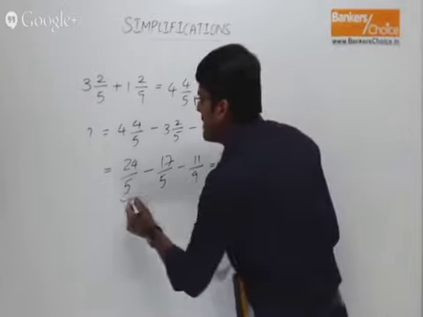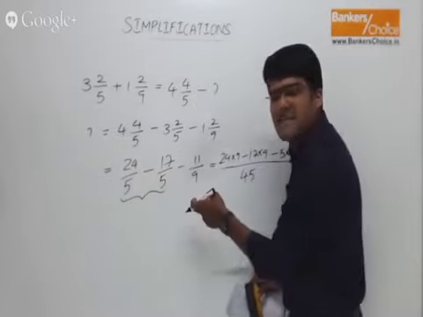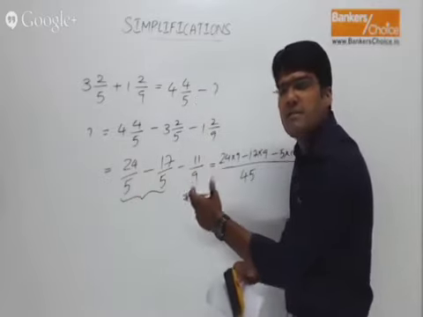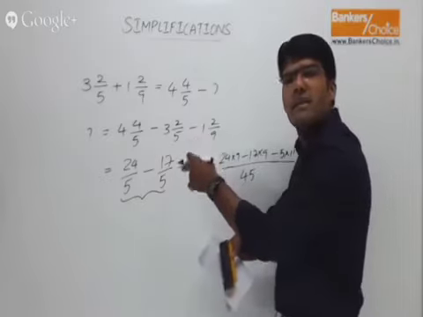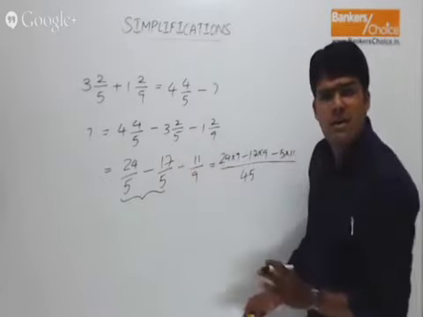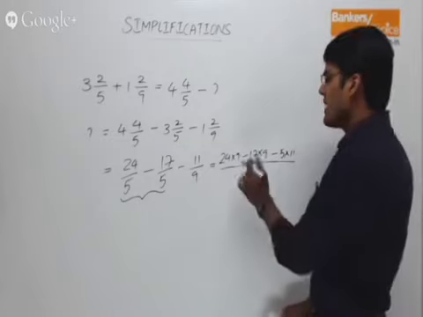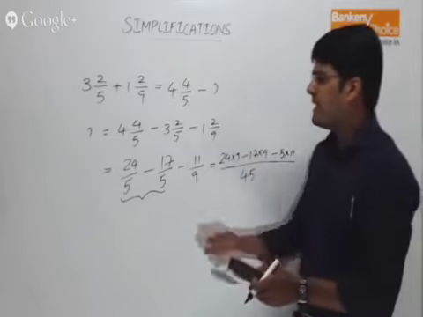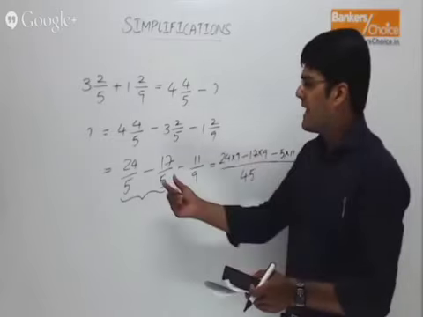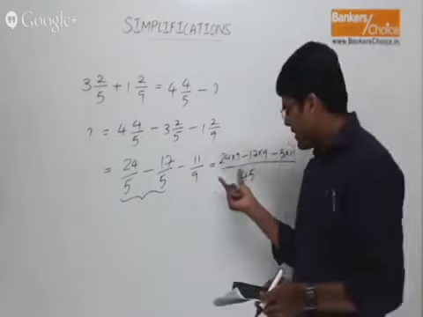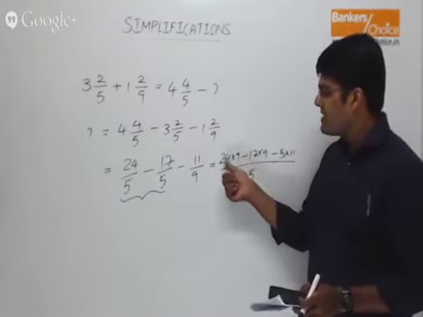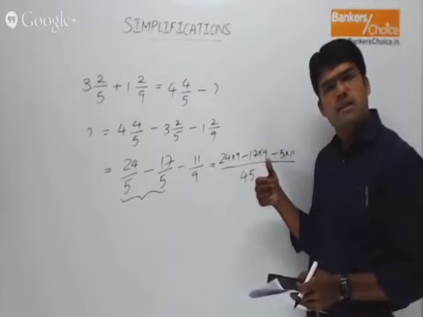Otherwise, you can directly take this part here as 24 by 5 minus 17 by 5. 24 by 5 minus 17 by 5 will be equal to what? 7 by 5. 7 by 5 minus 11 by 9 should give you the right answer, right? Or here also, if you take 9 common, it's the same. Either directly take it as 24 minus 17, 7 by 5, or here you can take 9 common. If you take 9 common, what happens? 24 minus 17 is equal to 7. 7 into 9, right?